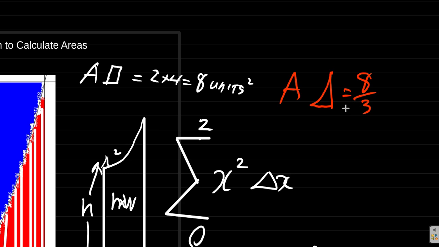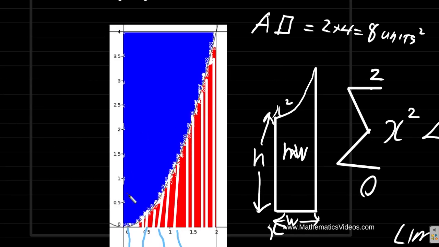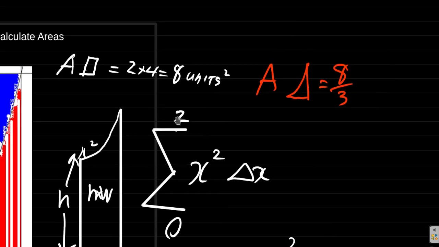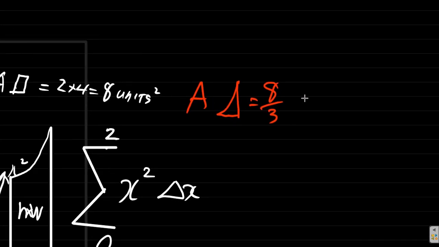Now that you see this, what's the area of the blue part? Well, since the total area here is that of a rectangle of 8 square units, you could say the area of the blue section, the part that looks like this, is 8 minus 8 thirds. 8 square units for the rectangle minus 8 thirds. It would be 8 thirds for the red area.